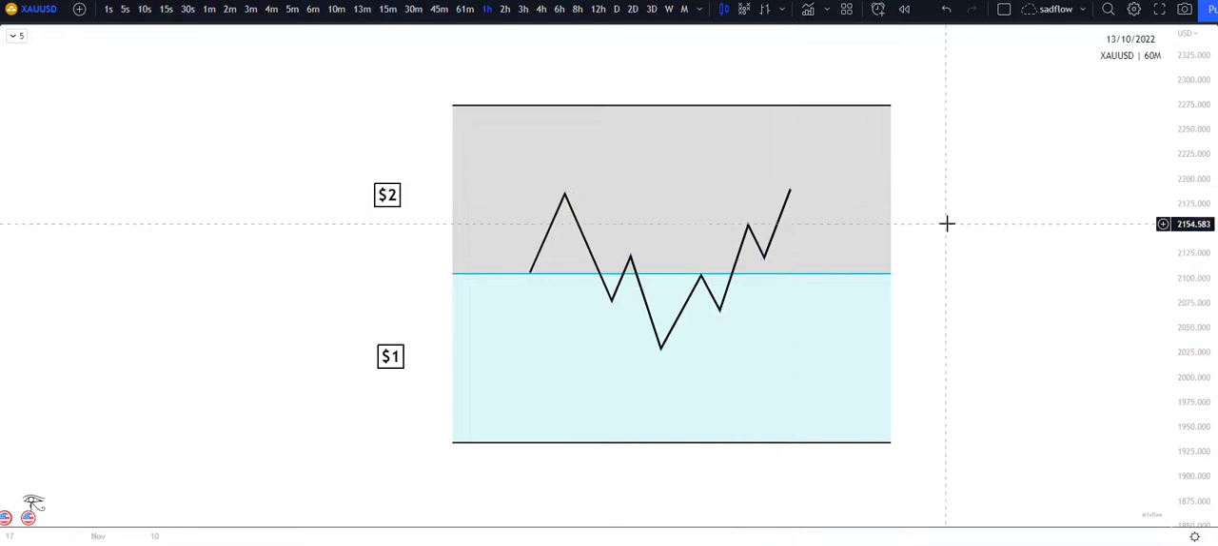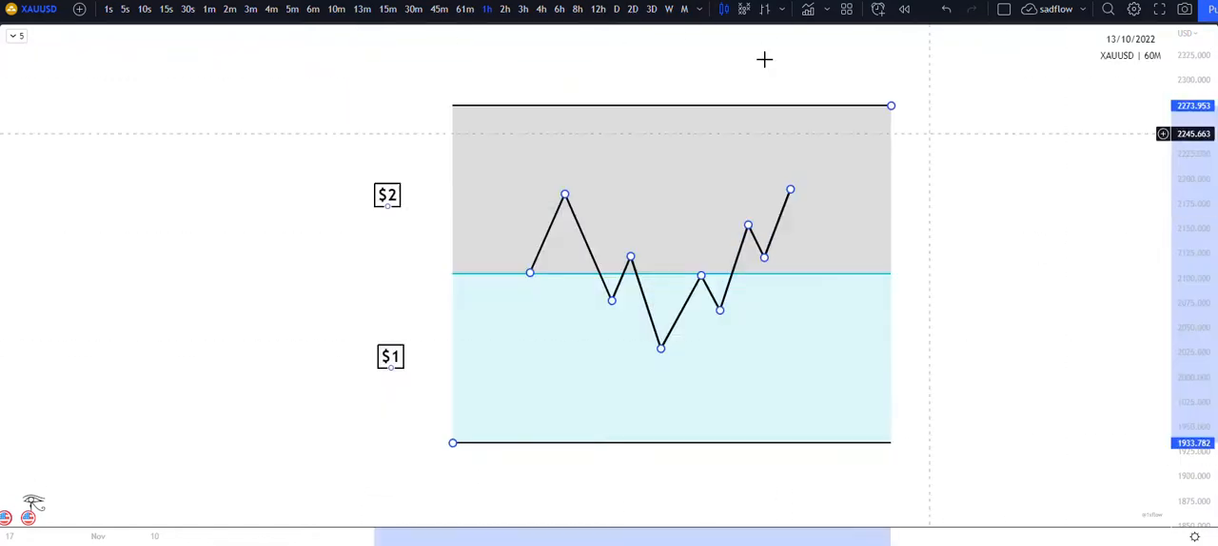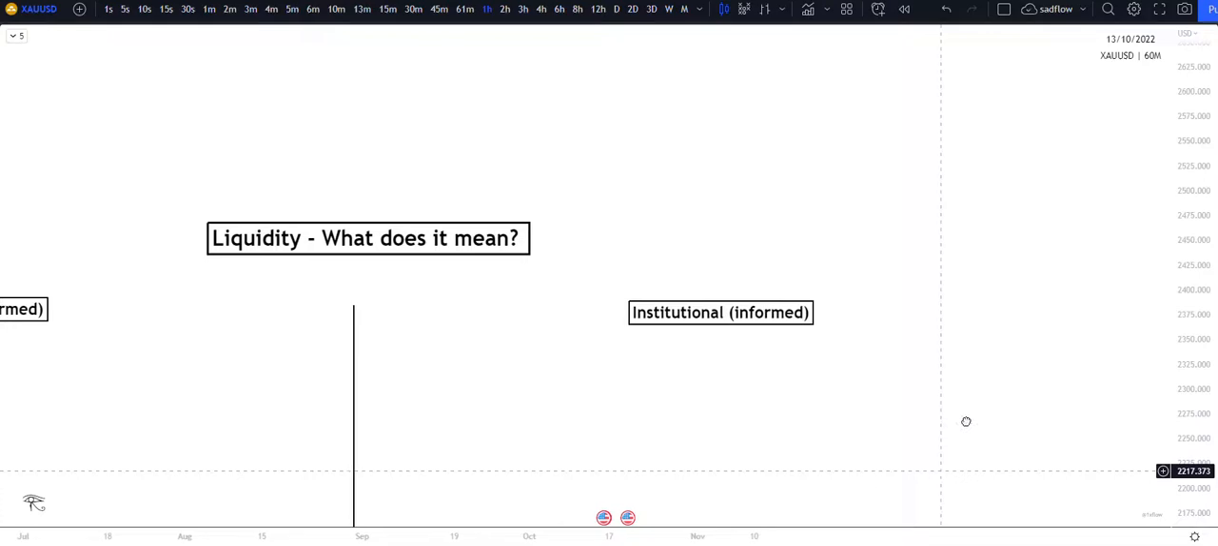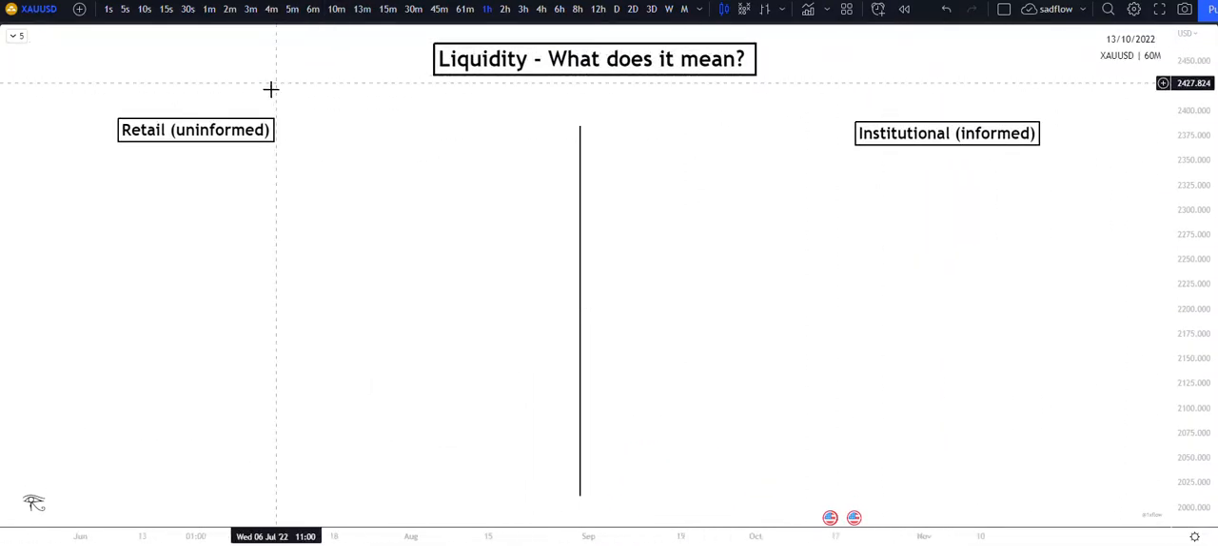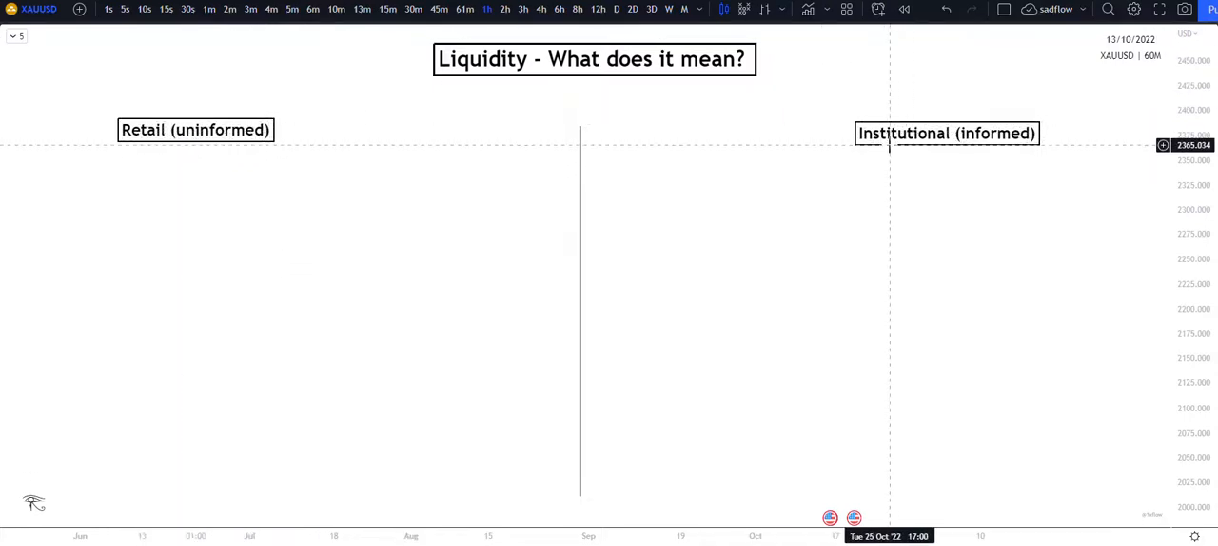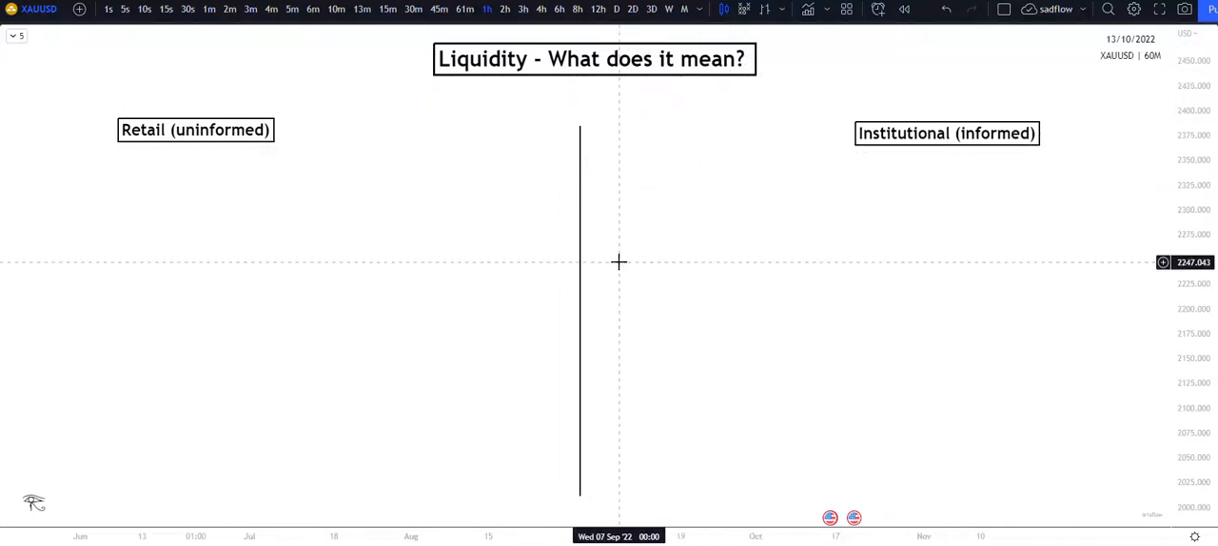So that was just a quick understanding of why the price moves the way it does based off of supply and demand. And now we're going to get into the liquidity concepts from both a retail perspective and an institutional perspective as well. So getting rid of this here. Let's go back to our little graph that we had up here. Liquidity, what does it mean? On the left over here, I have retail, quote unquote, uninformed. And on the right, I have institutional, quote unquote, informed. So liquidity, we talked about what it means to the market, why it's important to the market.